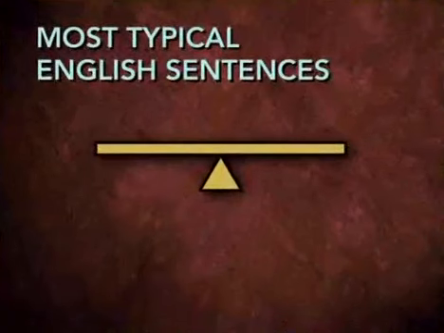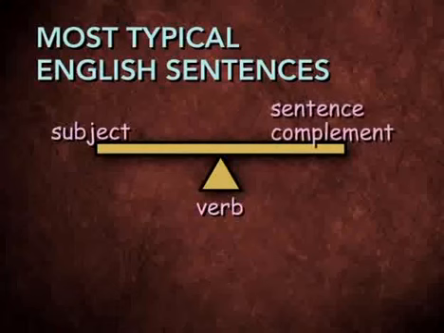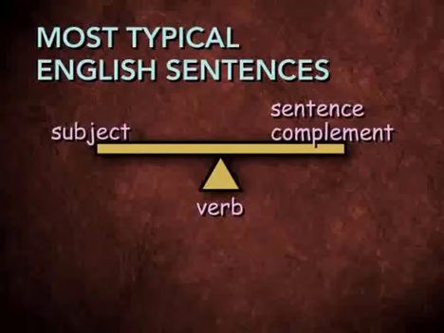You might almost think of a sentence as a lever or a teeter-totter, something like a seesaw, with the verb as being the fulcrum, the balancing point in the middle. The subject usually comes before that, and the sentence complement, if there is one, comes after that. You now have the complete structure of what most typical English sentences look like. And all the other words and phrases that may be added onto the sentence serve to give more information about or to modify the subject or the verb or the sentence complement.